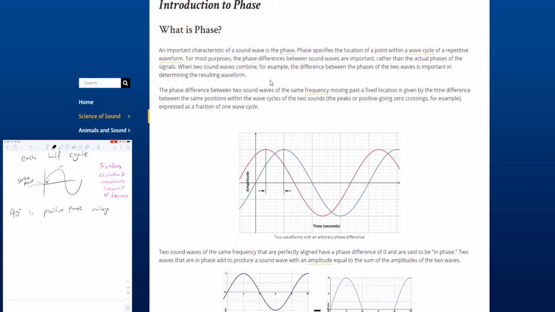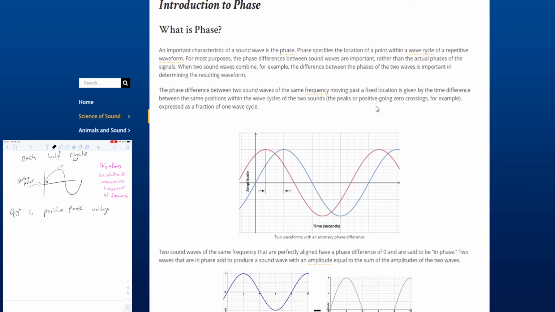An important characteristic of a sound wave is the phase. Phase specifies the location of a point within a wave cycle of a repetitive waveform. For most purposes, the phase differences between sound waves are important rather than the actual phases of the signal. When two sound waves combine, the difference between the phase of the two waveforms is important in determining the resulting waveform. The phase difference between two sound waves of the same frequency moving past a fixed location is given by the time difference between the same positions within the wave cycles of two sounds.